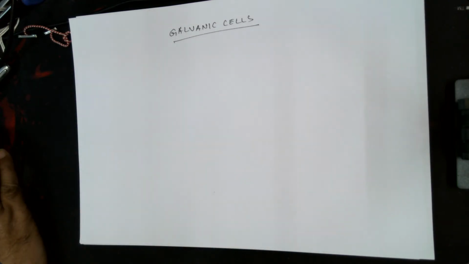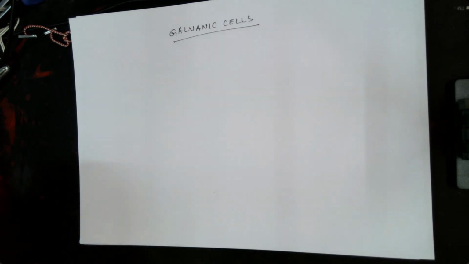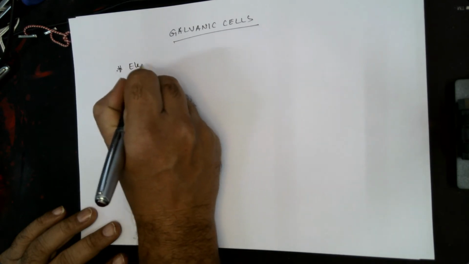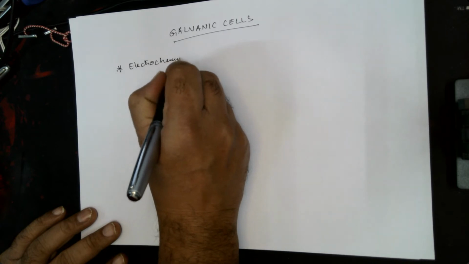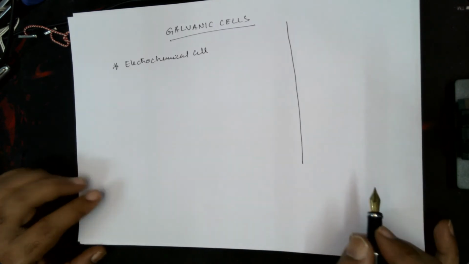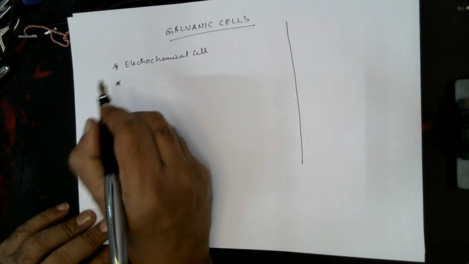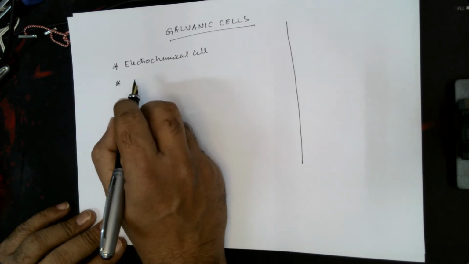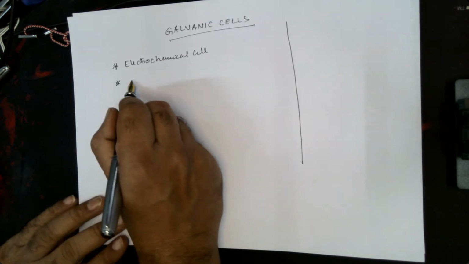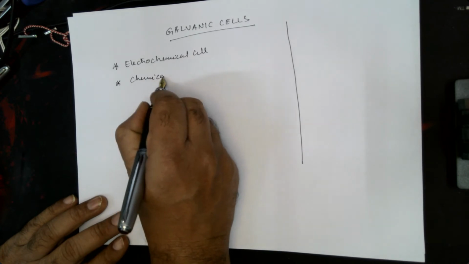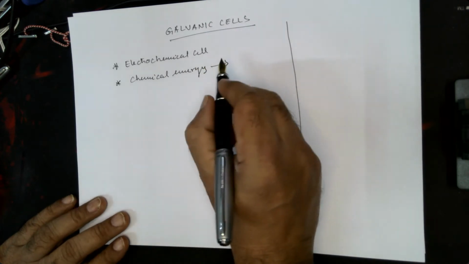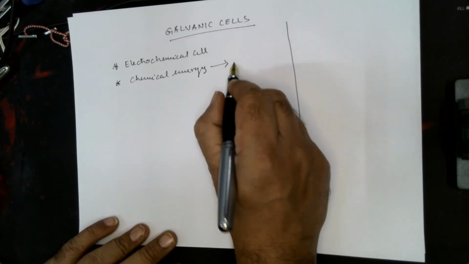Galvanic cells. A galvanic cell is an electrochemical cell. It converts the chemical energy of spontaneous redox reactions, generally speaking, chemical energy, into electrical energy.